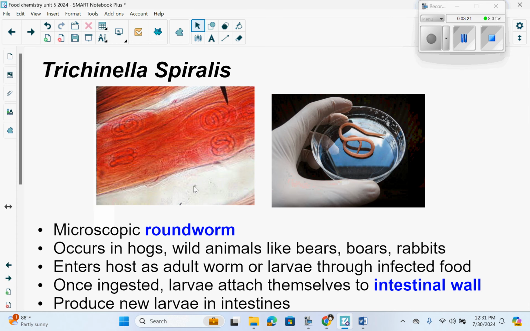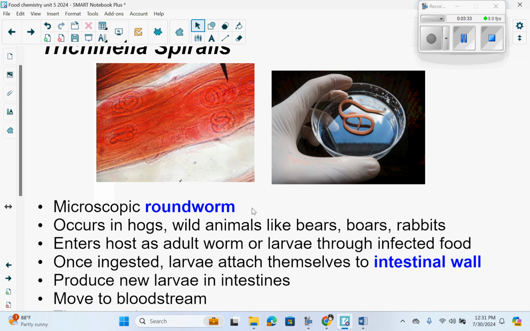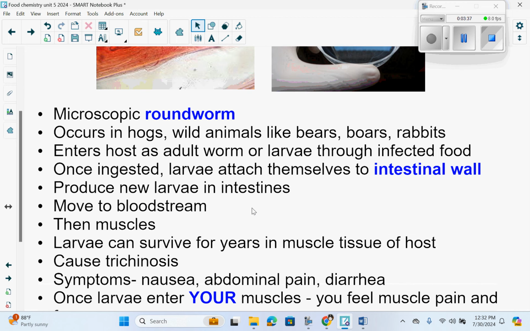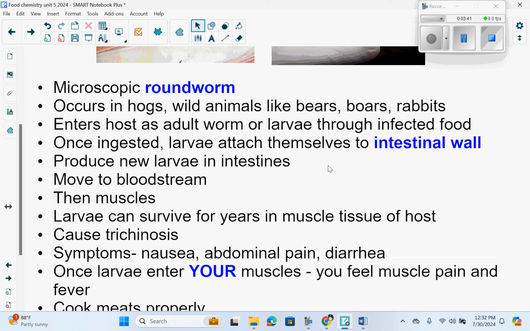Trichinella spiralis. I will learn how to speak, I promise. Trichinella spiralis. It's a microscopic round worm right there. You can see it here in the tissue. It occurs in hogs, wild animals like bears, boars, and rabbits. It enters the host as an adult worm or larvae through infected food.